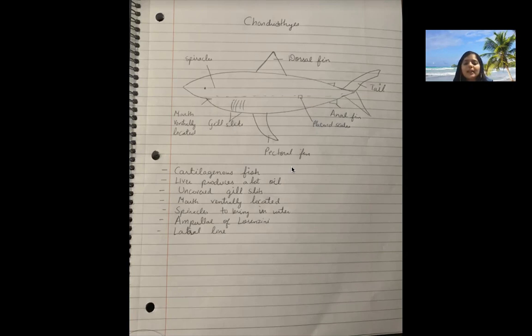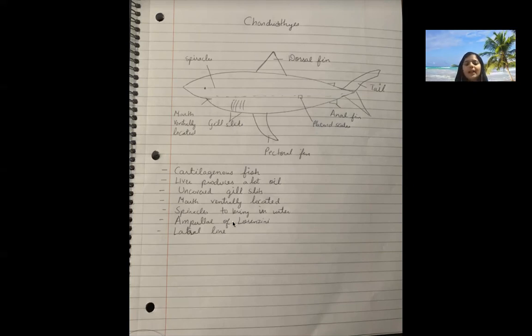Okay, and then some other features are that the gill slits of these fishes are not covered, they are just naked. But in the case of bony fishes, the gill slits are covered by an operculum. So just remember that in the cartilaginous fishes, gill slits are not covered.